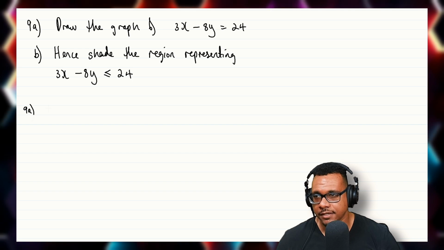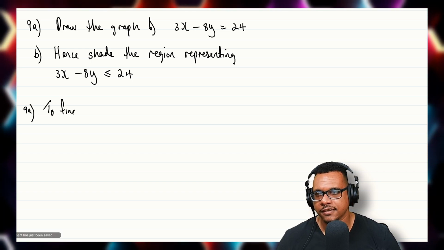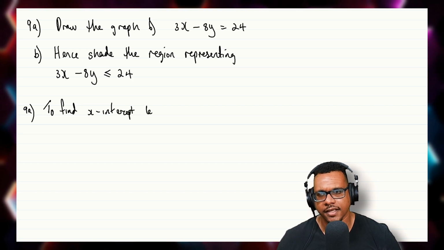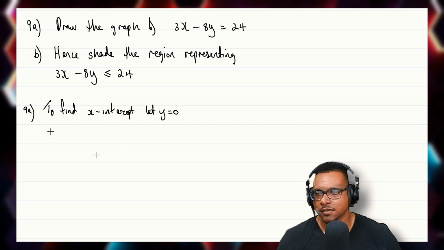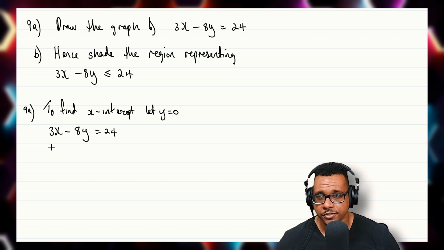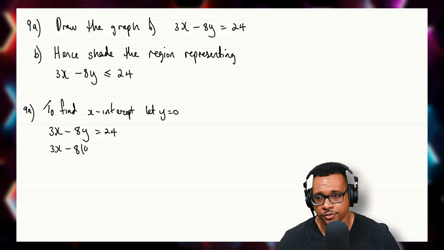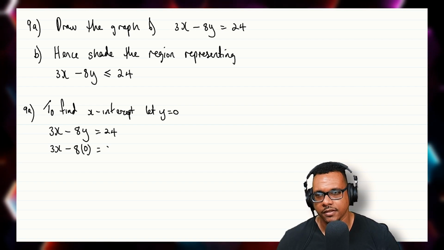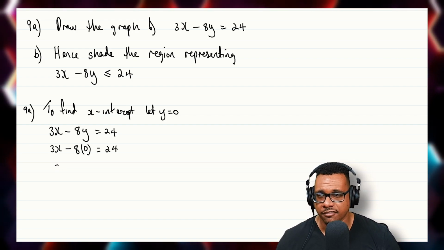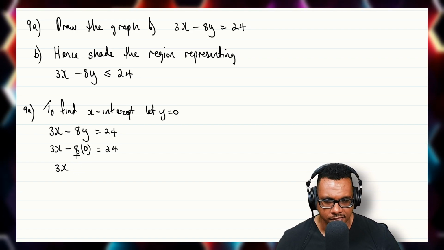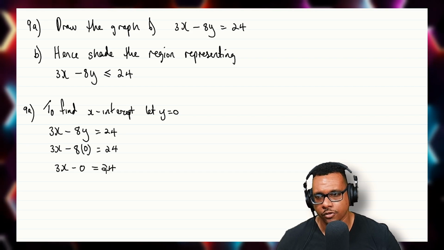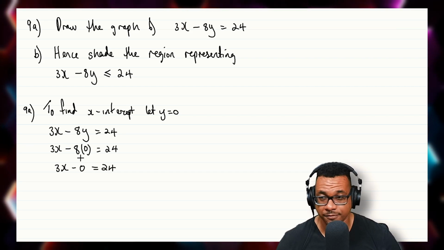Alright, so question 9 part A. To find the x-intercept, let y equal 0. So we have 3x take away 8y is equal to 24. We're going to replace the y with 0, so that's 3x take away 8 times 0, because y is equal to 0. Of course, anything multiplied by 0 is 0, so 8 times 0 is nothing. So we have 3x. I don't have to write anything, but I still put take away 0. All those zeros need a positive or negative, that's why we just write nothing.